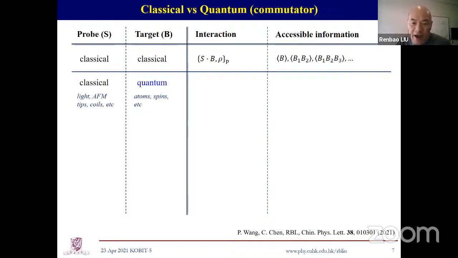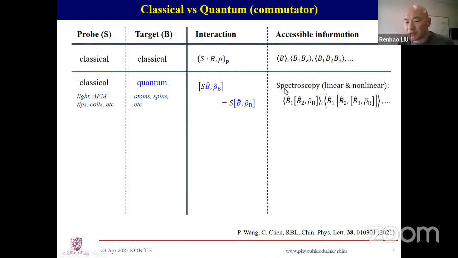Okay, and then the interaction, as we learned earlier, is given by this commutator between the interaction and the quantum system state. So this one contains only the commutator between this operator B and the target state. And then the correlation function is just the nonlinear spectroscopy response, which contains all kinds of commutators between the operators at different times. So that's the one we have talked about.